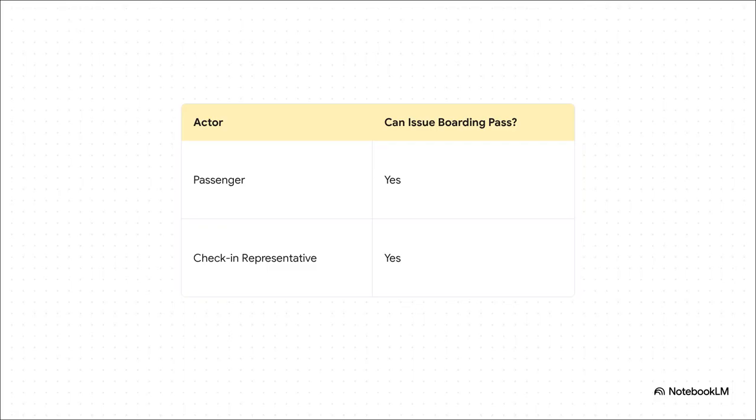For instance, let's take issuing a boarding pass. Who can do that? Well, according to this map, both the passenger and a check-in representative can do it. See? This simple view clarifies who's responsible for what without getting bogged down in how they do it. It's all about roles and capabilities.